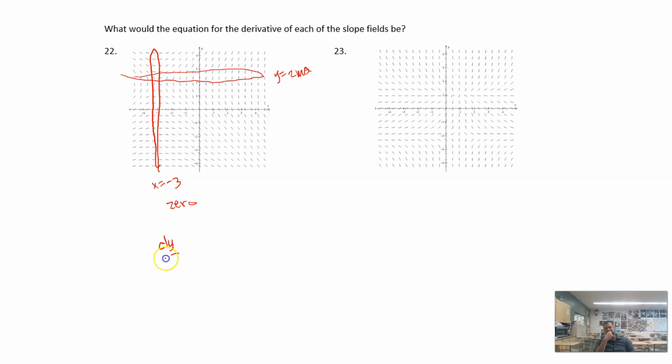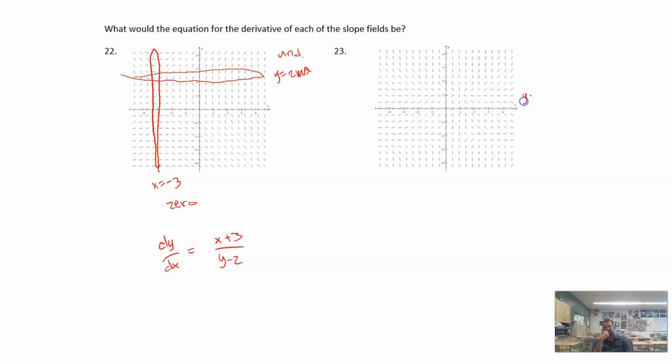So remember, in order to have a 0 slope, whatever's on top of the fraction has to equal 0. In order to have an undefined slope, whatever's on the bottom of the fraction, when I put that in, has to equal 0. So there is my derivative for that one.